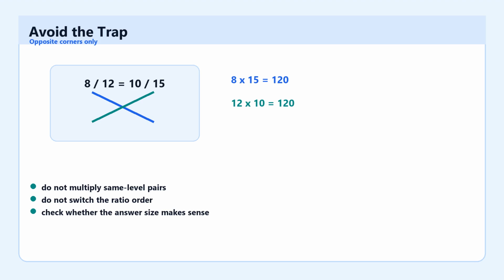The big idea is this: a proportion compares equal ratios. Cross products solve the missing value, but correct labels create the correct equation.